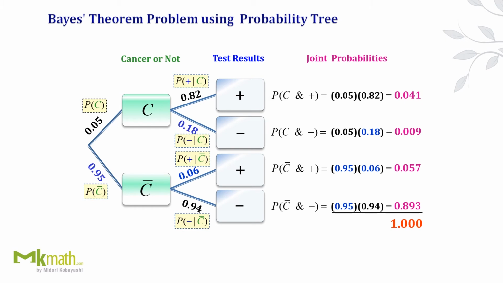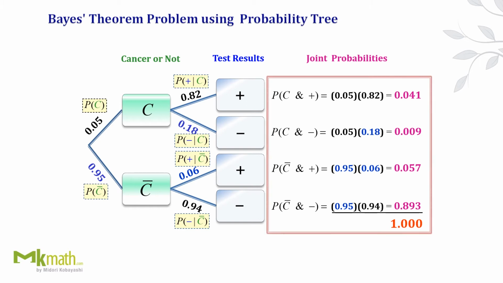Now that we have all joint probabilities and their total is 1, we should use those values to answer any sub-questions A, B, C, and so on. Please do not use other probability values on branches, since the total of those values is 3, not 1.